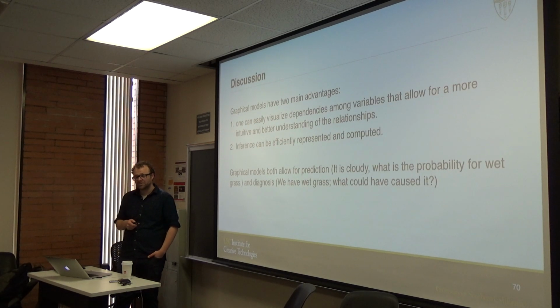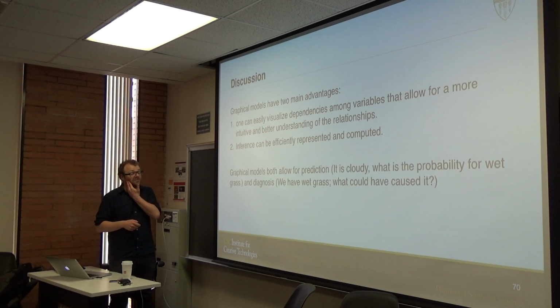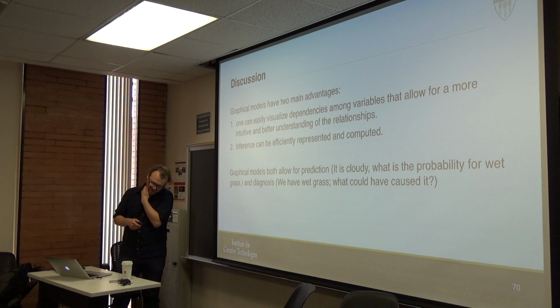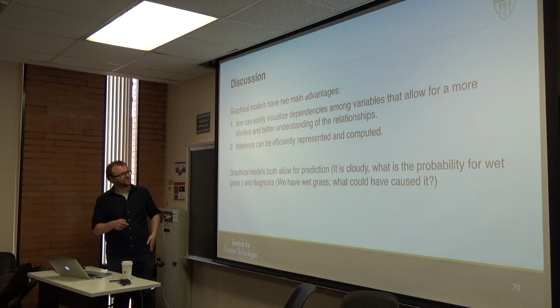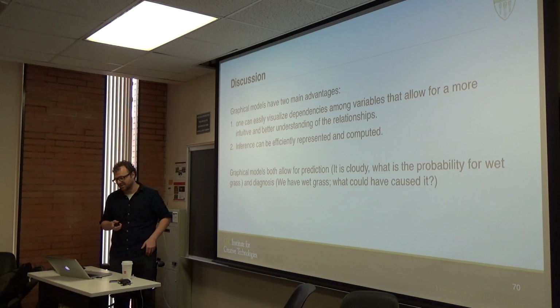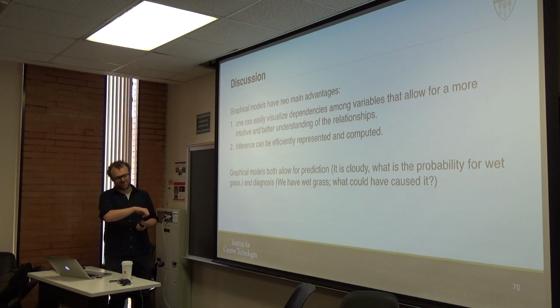Okay, just to summarize why graphical models are interesting: on one hand, they can easily visualize dependencies among variables and allow for a more intuitive and better understanding of the relationships. And we can efficiently compute inference, like what is the probability of a certain variable given some evidence, but you can also use it the other way around. You can use it for prediction, but also for diagnosis of what has caused a certain observation. These are the neat ideas about graphical models. Are there any questions?